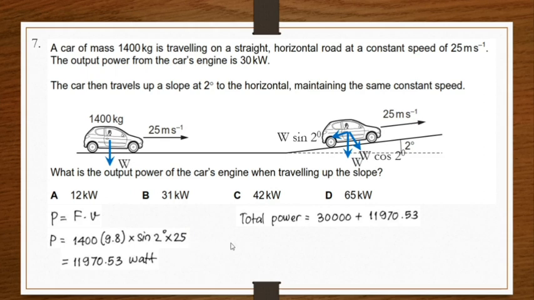and this extra power is needed to maintain the constant speed that is opposed by the component of weight. Yeah, so the total power should be this 30 kilowatts, 30,000 watts, plus this value. So it is 41.97 kilowatts, or equal to 42 kilowatts. Yeah, so the answer is C.